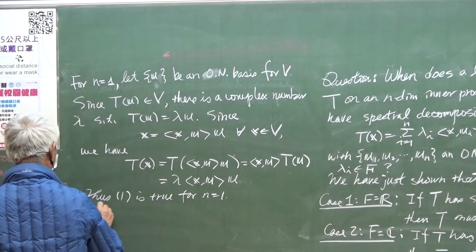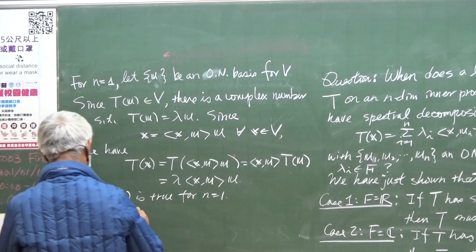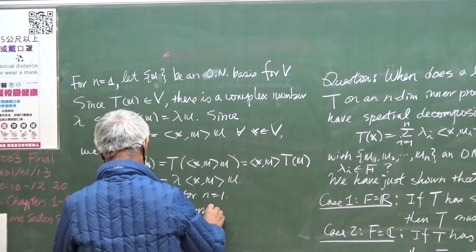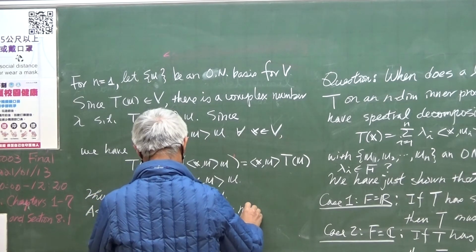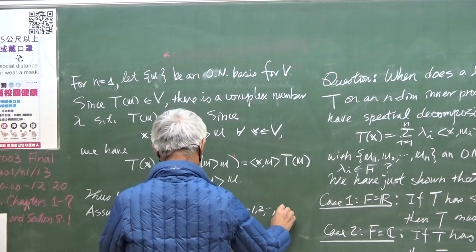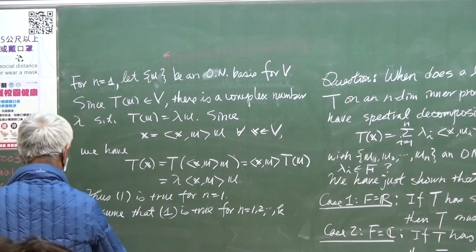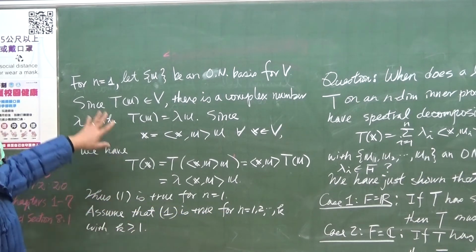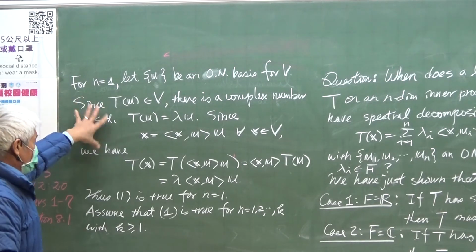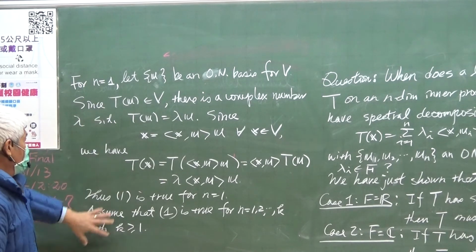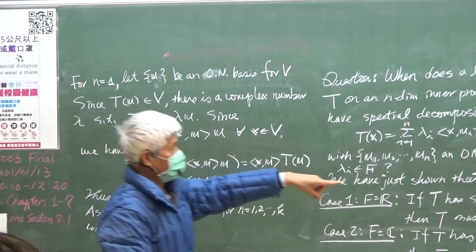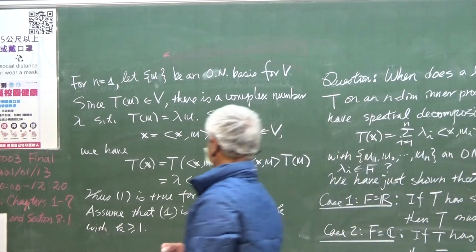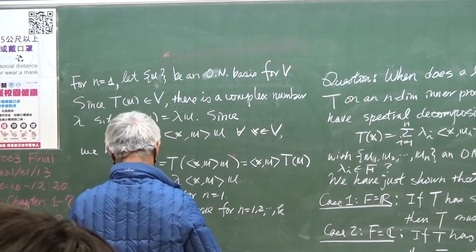Okay, and now we assume an induction step. So assume that 1 is true for n equal to 1 up to k, with k greater than 1. Of course, when k equal to 1, this is fine, right? We just proved the starting point. And so we assume that this thing is true for n from 1 up to k.